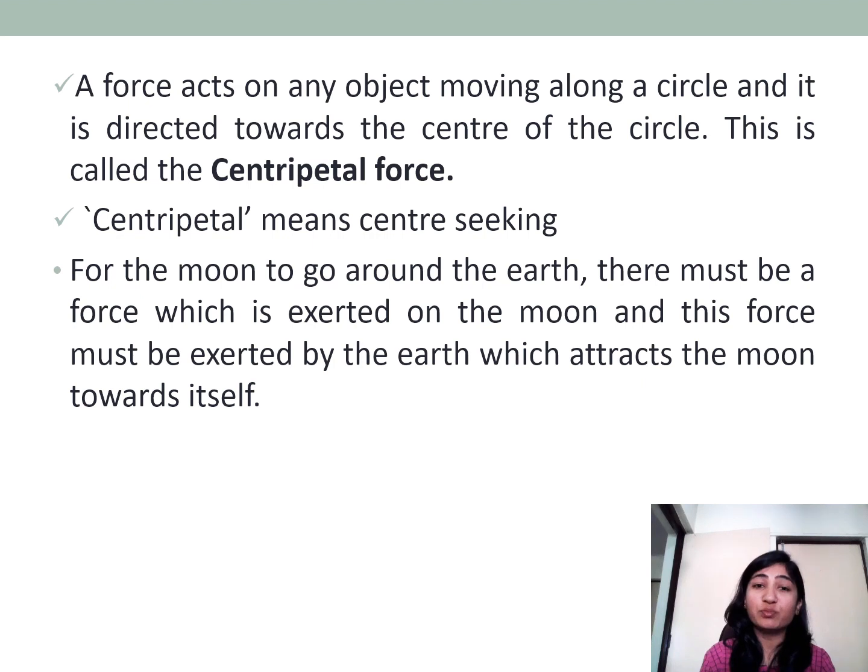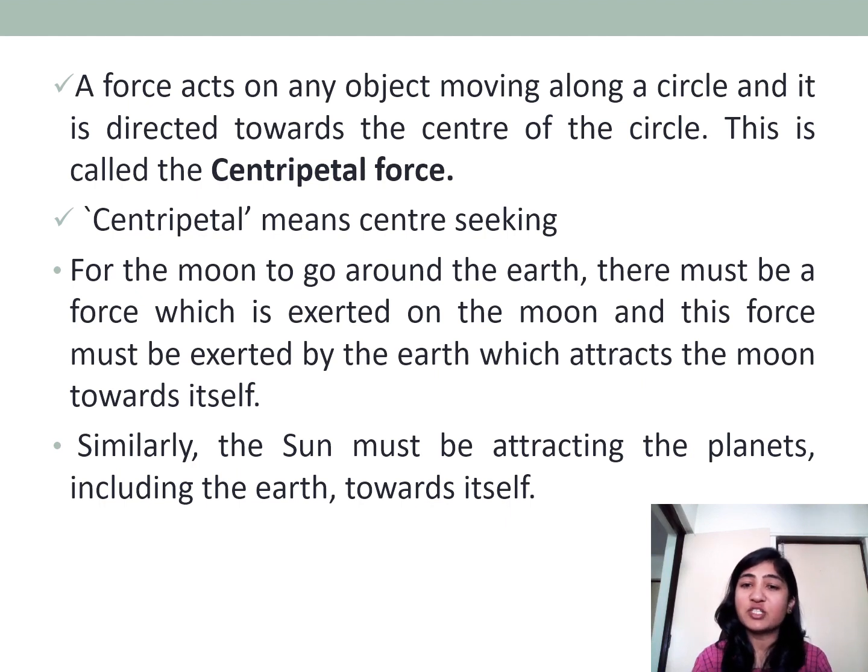For the moon to go around the earth, for example, we know that the moon is revolving around the earth, right? This is also circular motion, so there must be some centripetal force. If there is circular motion, there must be centripetal force. Here, that centripetal force is the gravitational force exerted by the earth on the moon. Getting it?